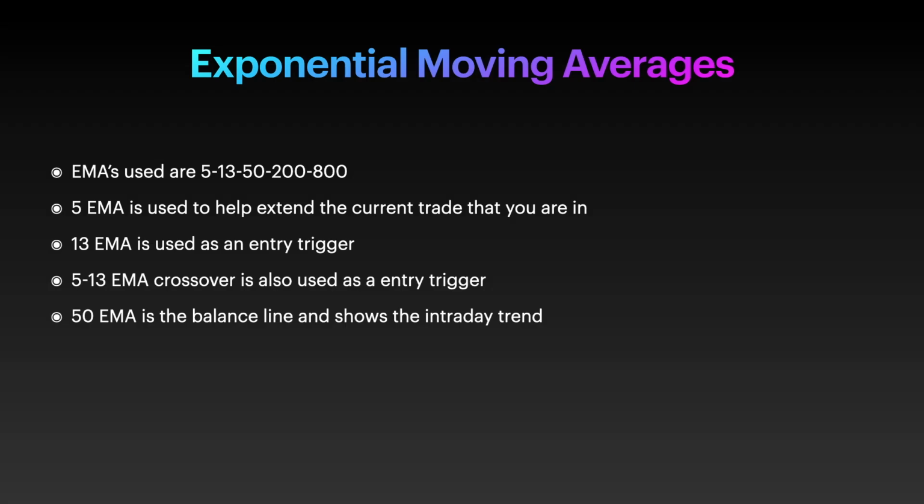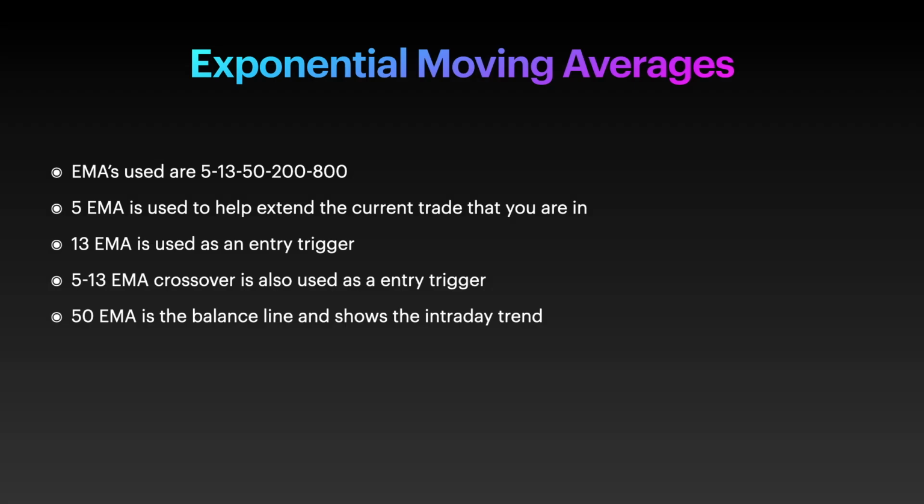So what's intraday, right? Intraday is basically throughout that day, the operating day. So the 50 EMA basically shows the trend of what's going on throughout that day. If price action is below the 50 EMA, you should be in a downtrend. If price action is above it, then you should be in an uptrend. It's basically the balance line. You'll see price action will interact with the 50 EMA every single day.